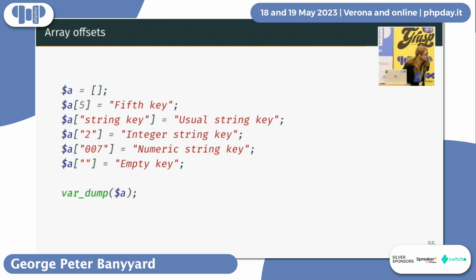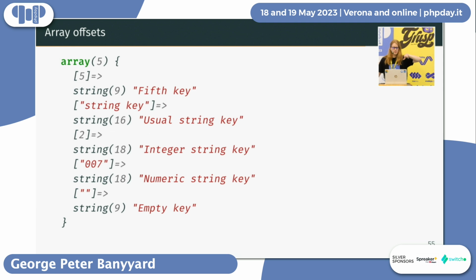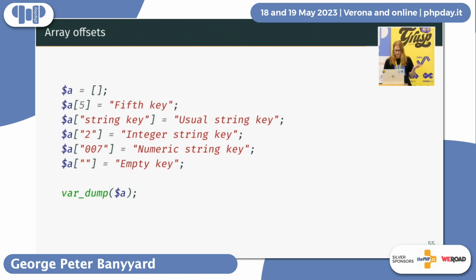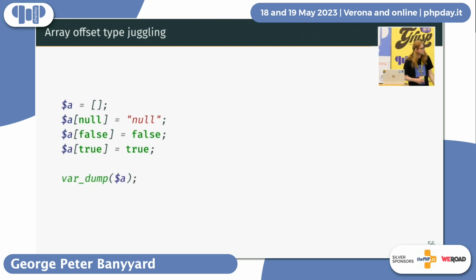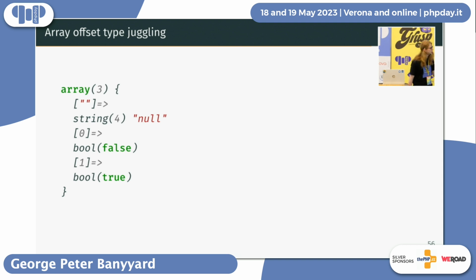Okay, array offsets. I might skip somewhat quickly through this because it's probably the most boring bit, but array offsets are not exactly the same as other stuff. You can pass in an integer or some numbers, but they behave slightly differently. And an empty key is also a valid key, by the way. That's great. Null, false, and true just do normal comparisons, like normally null gets converted to 0, except here it gets converted to an empty string, because why make it more difficult for me?